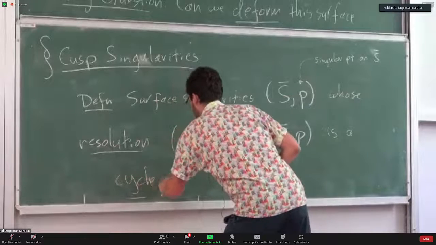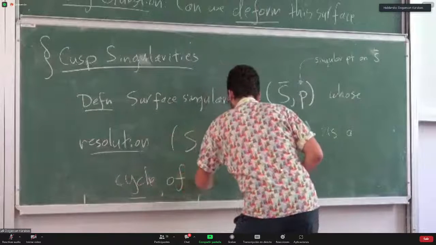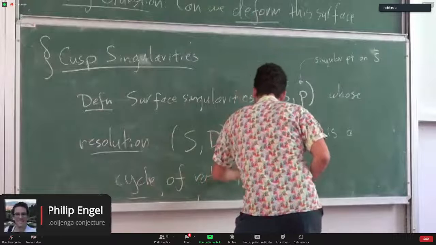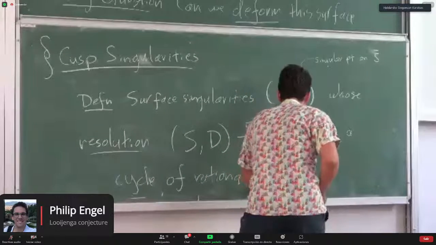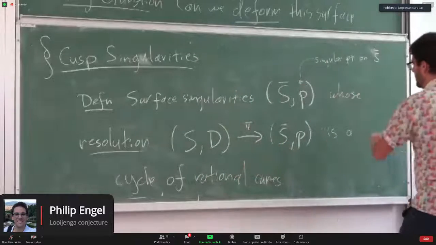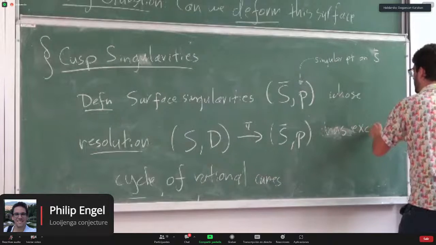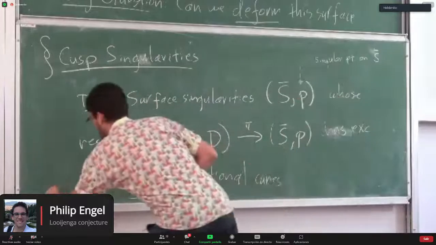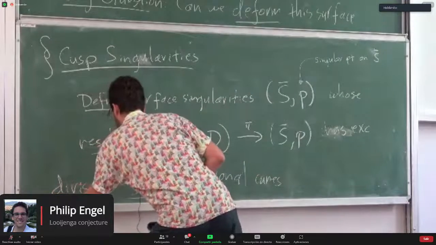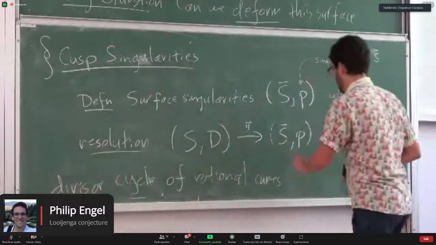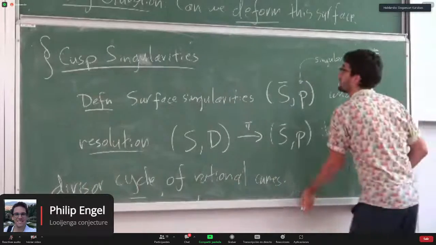So, a cycle of rational curves. Really, sorry, I should say the resolution has exceptional divisor, a cycle of rational curves. Okay, so what is a cycle of rational curves?